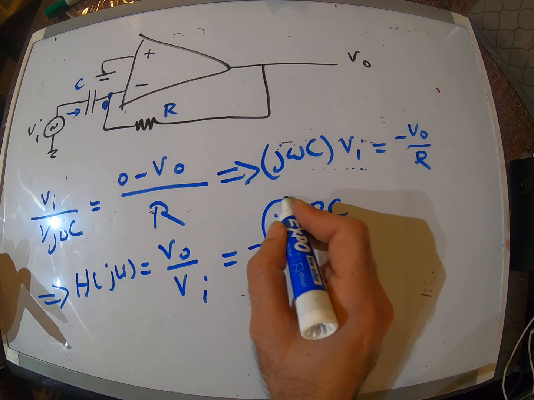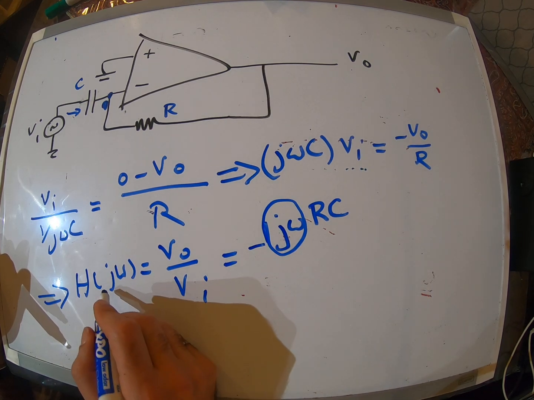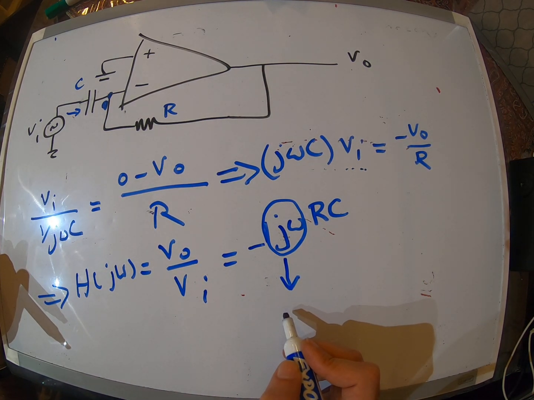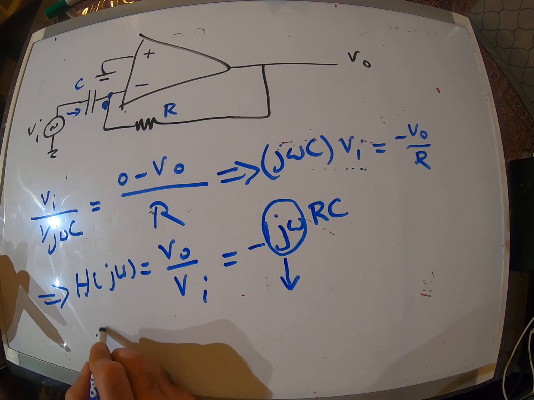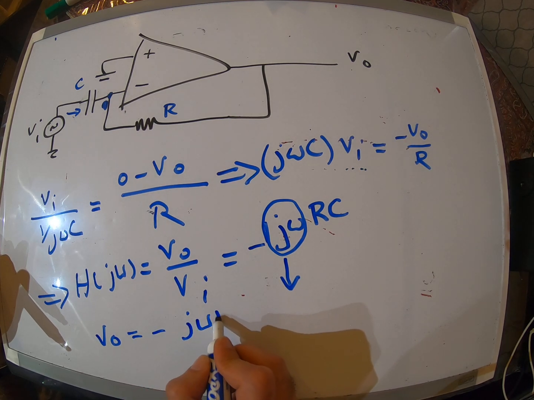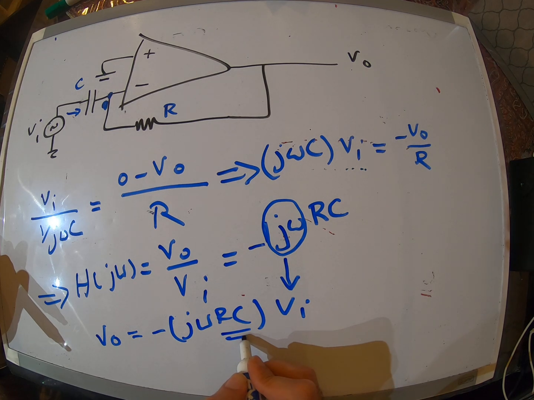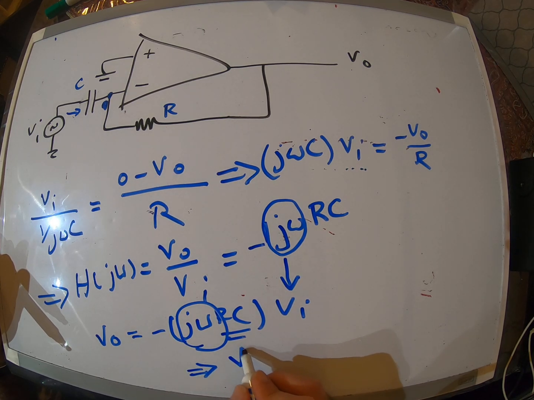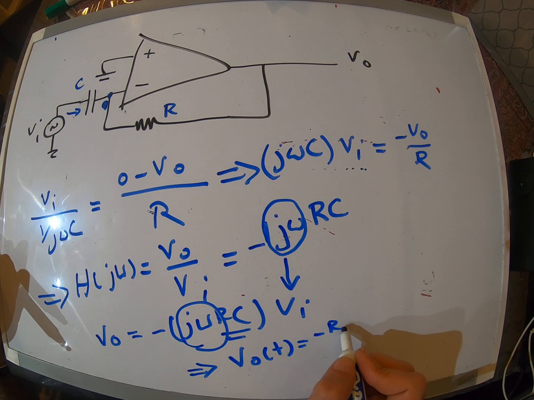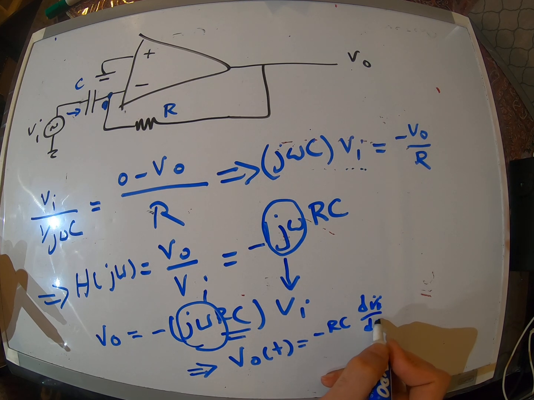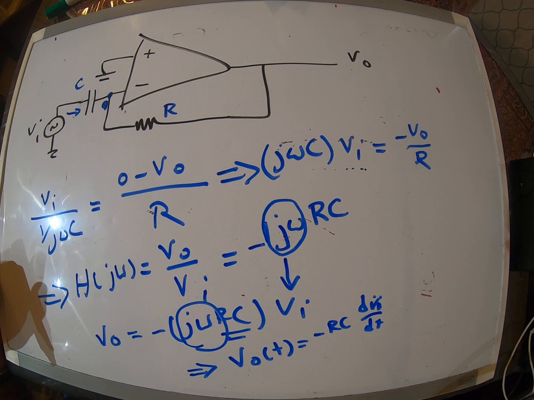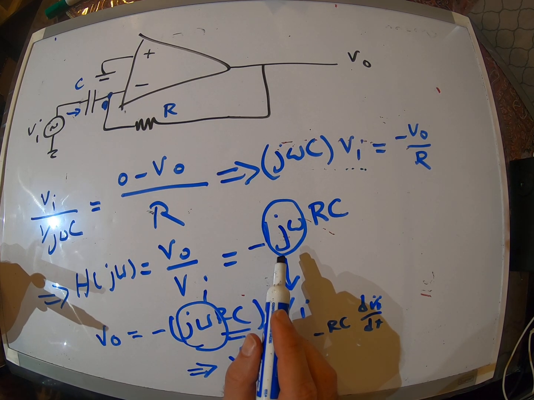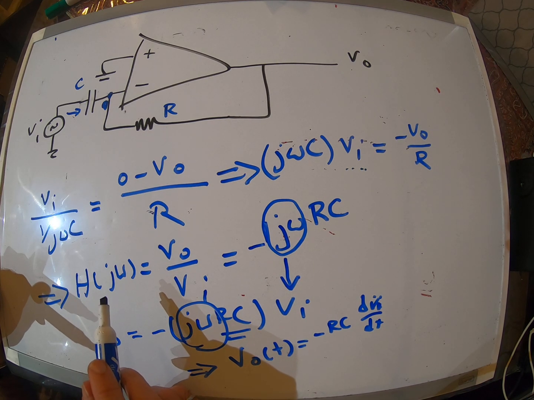You guys know that j omega is in the frequency domain. In the time domain, this represents a derivative, right? So if I say VO is equal to negative j omega RC VI, RC is just a constant, right? But j omega means that in the time domain, VO of t is equal to negative RC dVi by dt. Okay, so that's basically what's happening here, right? You've seen this before. So that's why this circuit is a differentiator.